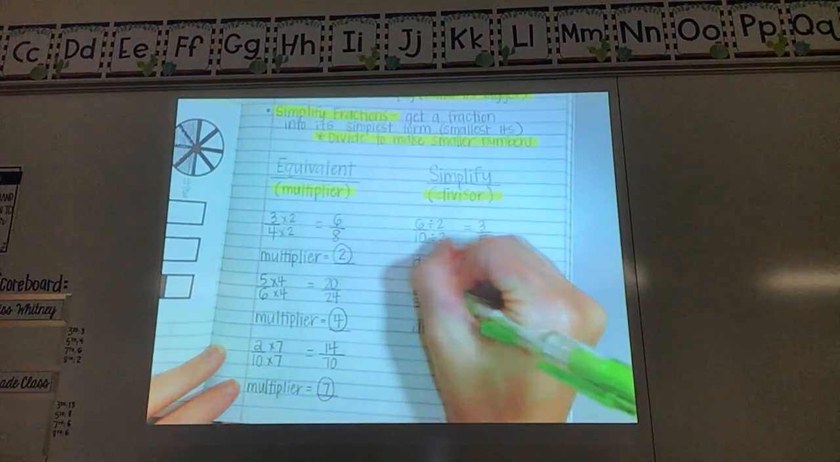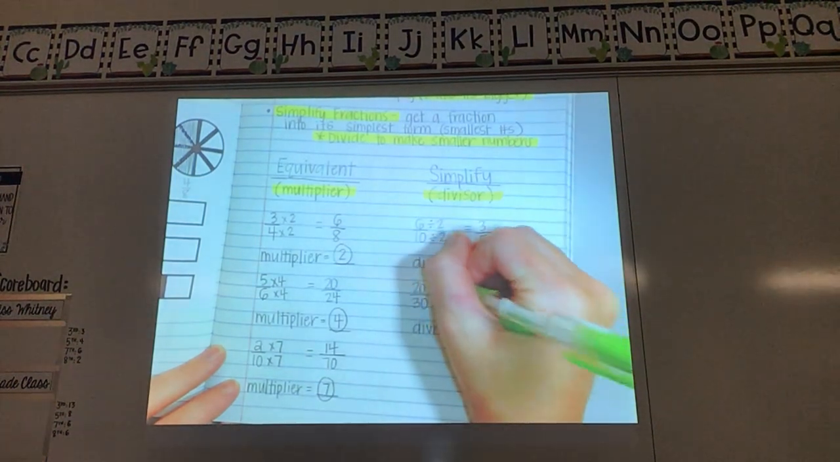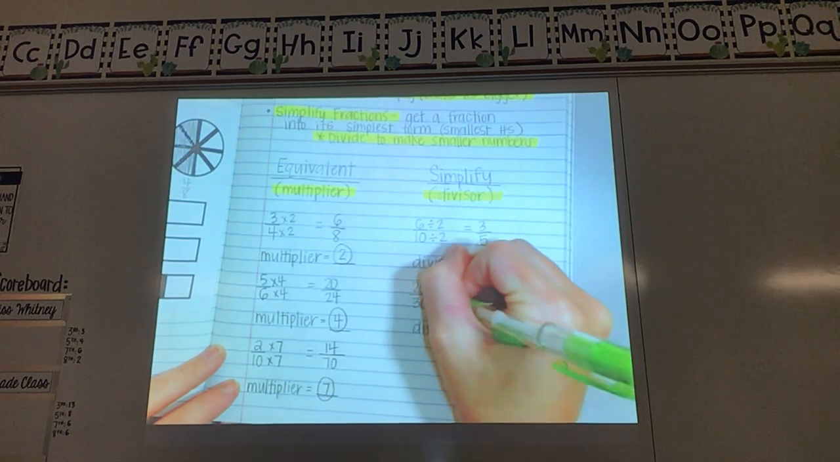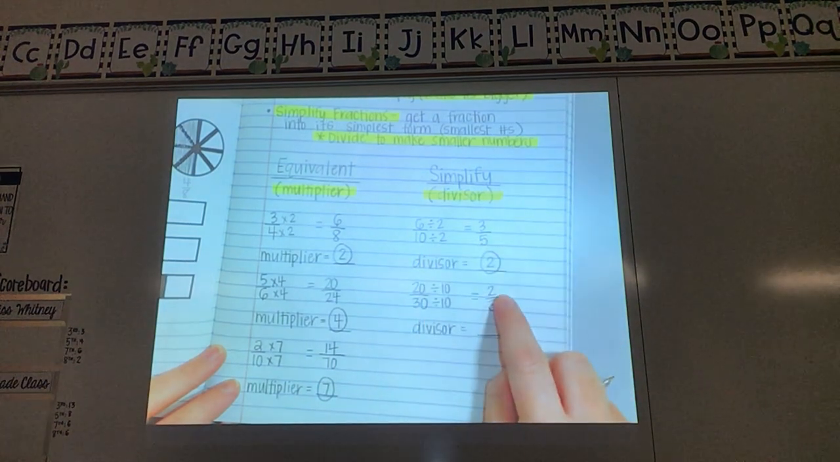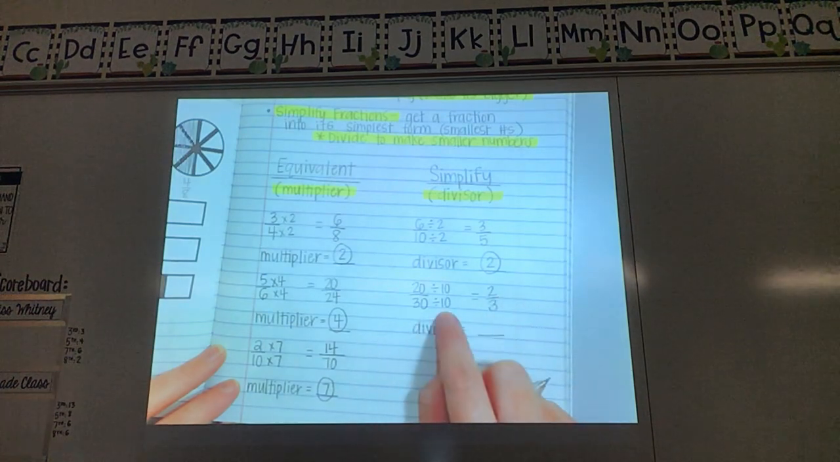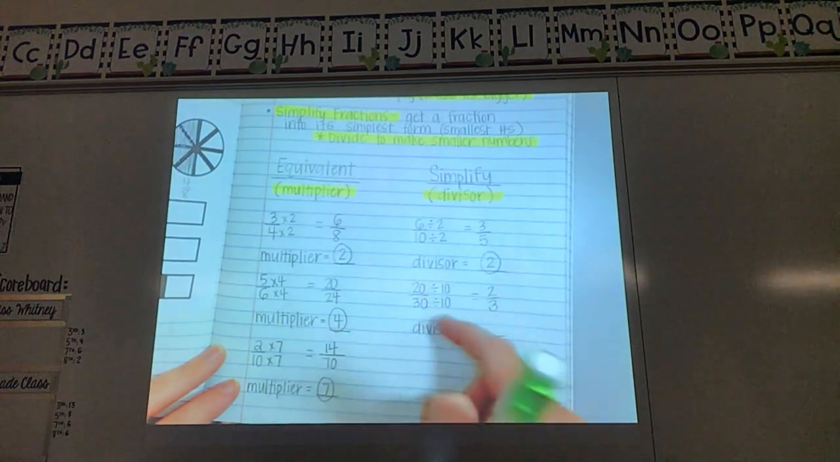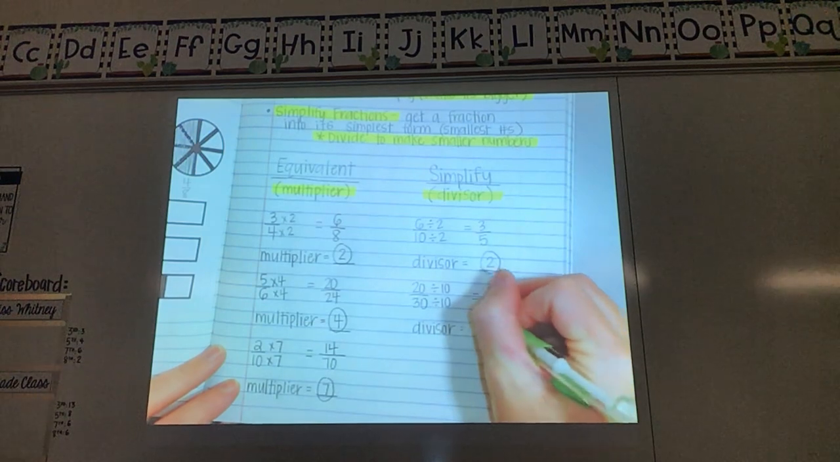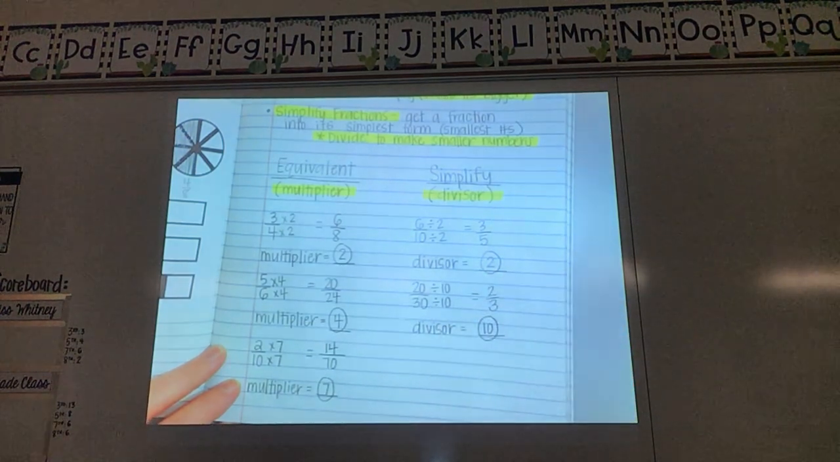Hopefully, in your mind, you were thinking 10. 20 divided by 10 is 2. And if I divide by the 10 on the top, I have to do the same on the bottom. So 30 divided by 10 is 3. So our divisor was 10. That is what we divided by.